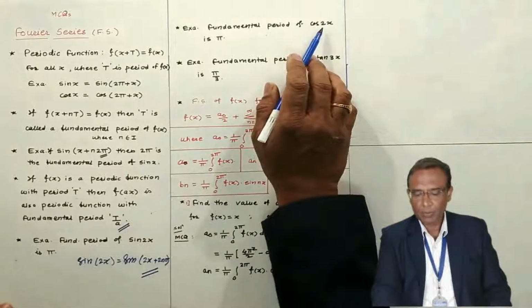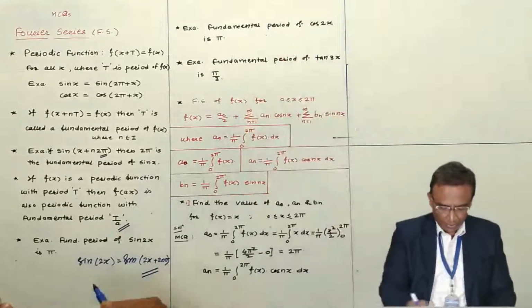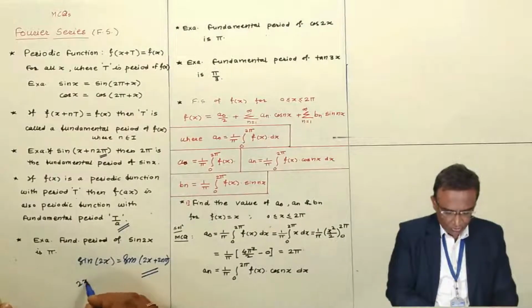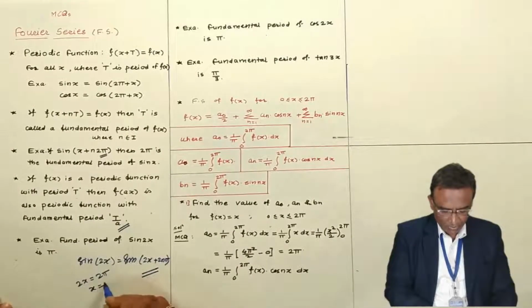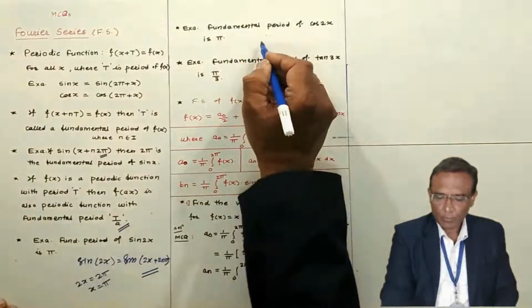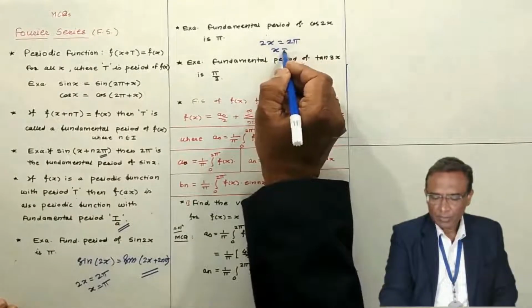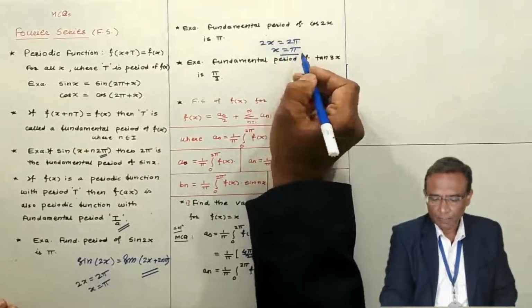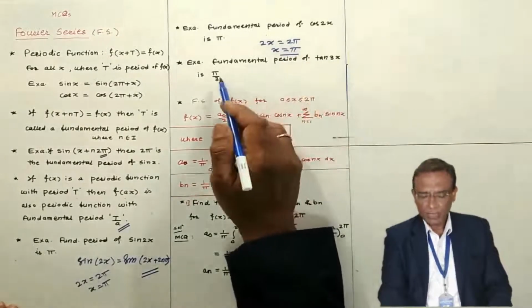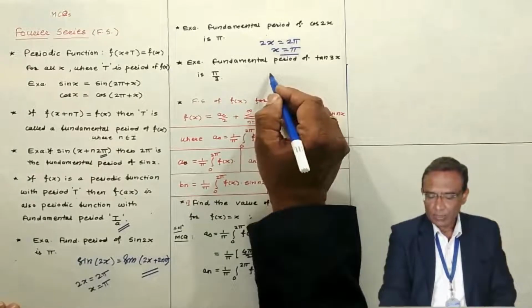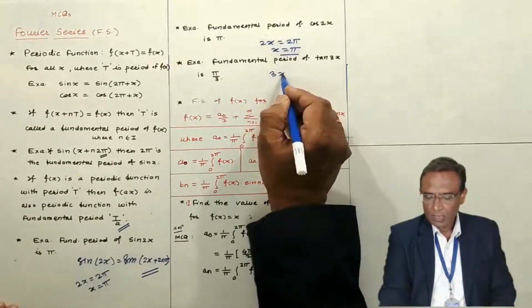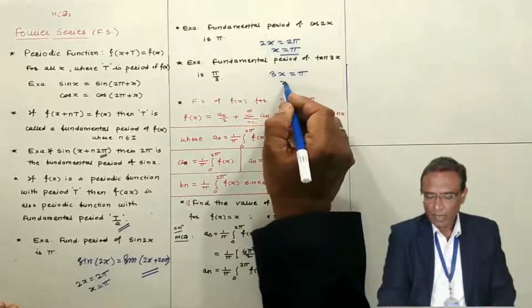Here, the fundamental period of cos 2x is pi. Setting 2x equal to 2 pi, therefore x equals pi. Here, the period of the cos function is also 2 pi. Therefore, the fundamental period of this is pi. The fundamental period of tan 3x is pi by 3. Setting 3x equal to pi, x equals pi by 3.